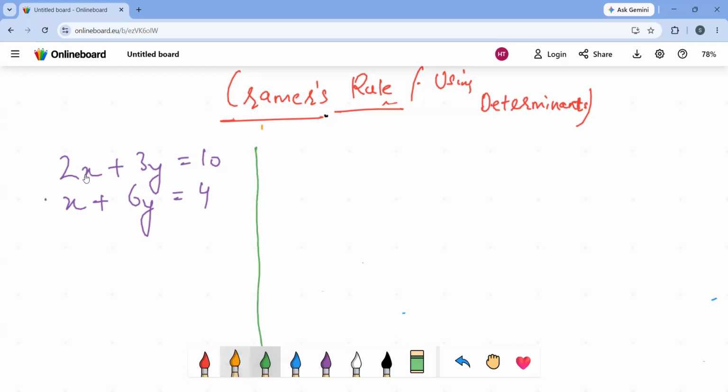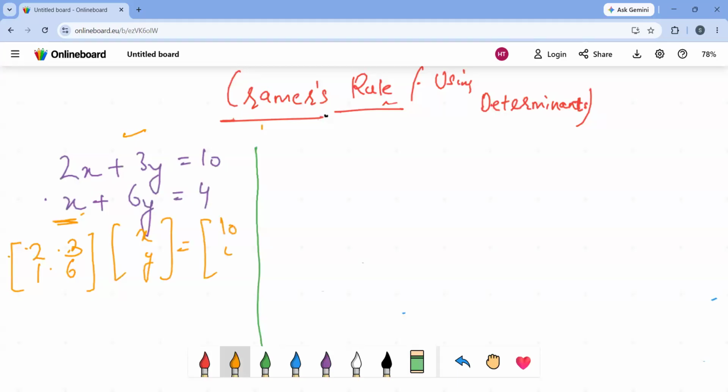So what is my first step? Because here we have to use the determinant only. First understand how we will write the equation in matrix form. So it's 2, then the coefficient of y, which is 3, then above we have nothing, so 1, and then 6, and then they are multiplied with x and y, and here on the right hand side we have 10 and 4. So this is the matrix form of the two linear equations.